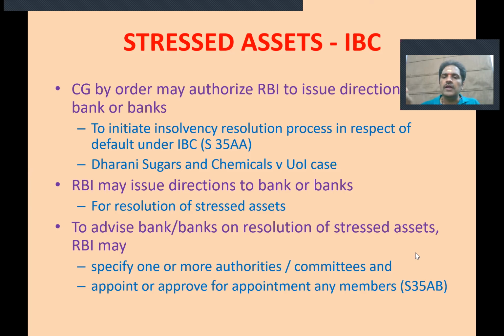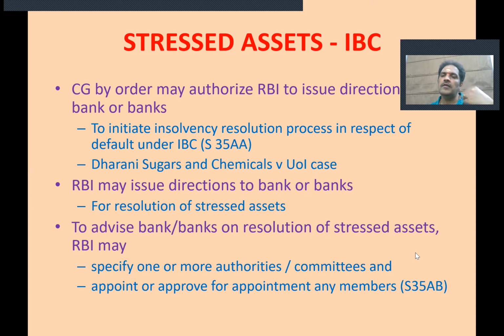To authorize, the central government authorized RBI to direct banks to take up insolvency resolution process against their big defaulters, like you had SR Steel, then other institutions. So those institutions to be taken up for resolution process, central government can by order authorize. And this was a subject matter.